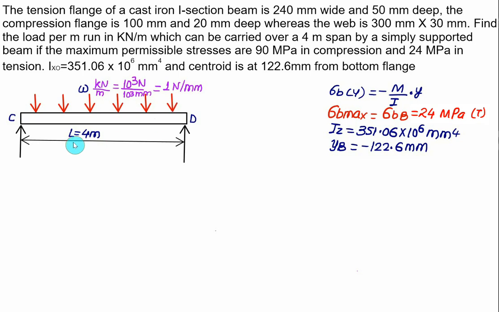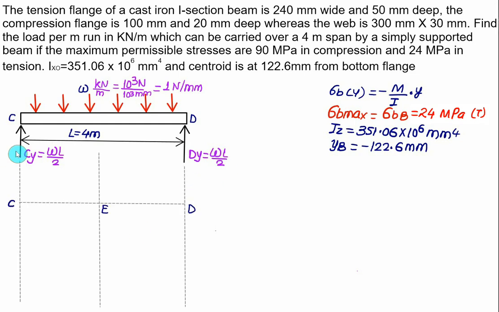Now because the UDL is spread over the length equal to 4 meter, the total load will be equal to W into L, and we have the reaction at point C equal to WL divided by 2. Because of the symmetrical loading, the reaction at point D is also equal to WL divided by 2. Now the reaction at C is WL by 2, so you have to move vertically upward by WL by 2. Total load is equal to WL, and this one is a UDL.